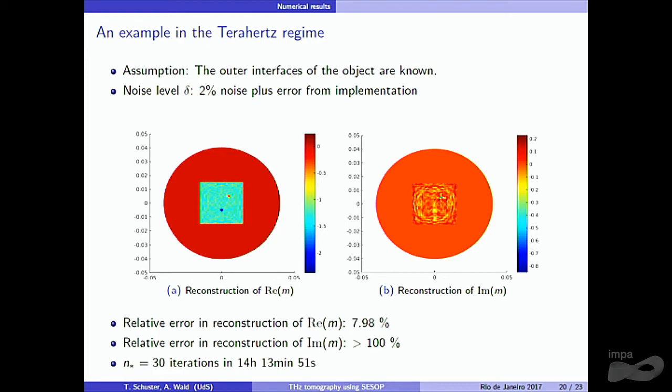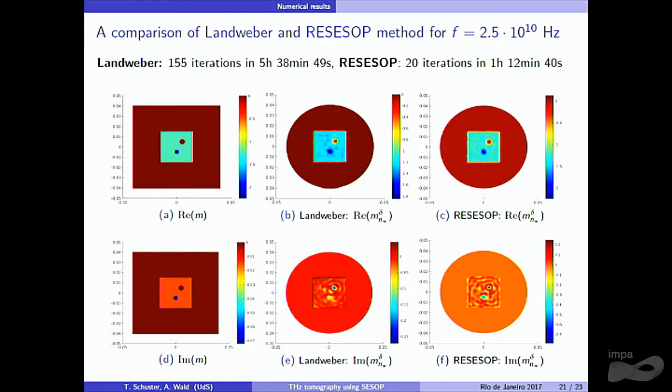Okay, and if we have 2% noise, then we see here a reconstruction of the real part of m, which is the refractive index. And we see here the reconstruction of the imaginary part. And you see two things. The refractive index is reconstructed pretty well, whereas the extinction coefficient is reconstructed pretty badly. We have here 30 iterations, and this is the computing time on our computers.